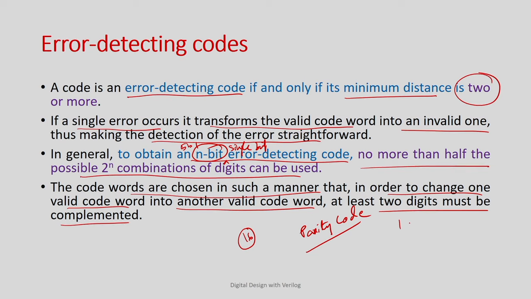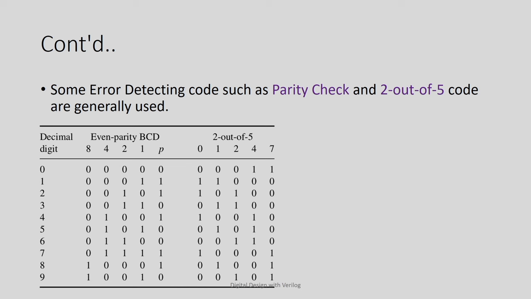For example, suppose you have 1011, and we do a 1 bit change, and I just change this bit, then this is 0111. This may be a valid code, I am just giving an example, and this is an error code. If we make 2 bit changes, I can reach another valid code, but with a single bit change I will always reach an error code, okay. In this class, I am going to talk about 2 such error detecting codes. One is the parity checking code, and the other is the 2 out of 5 code, okay.